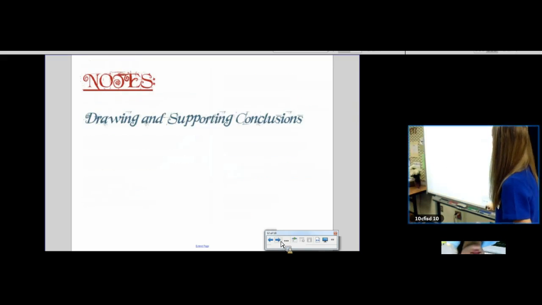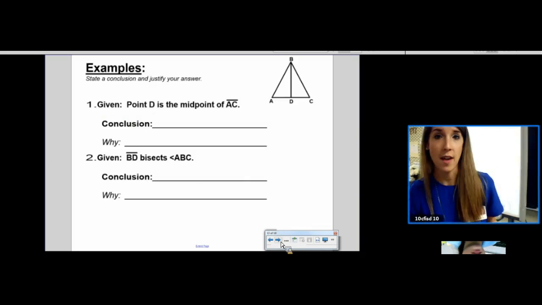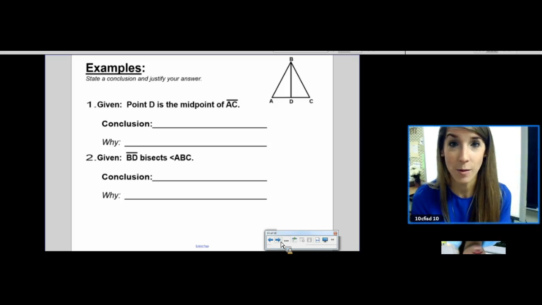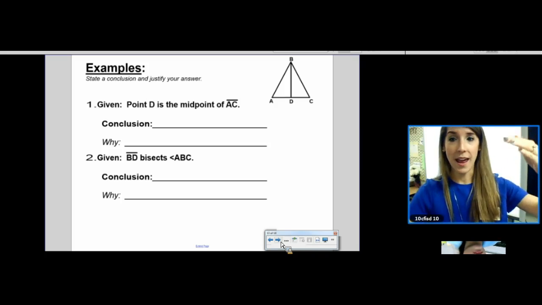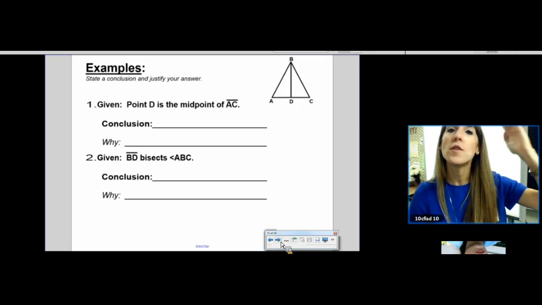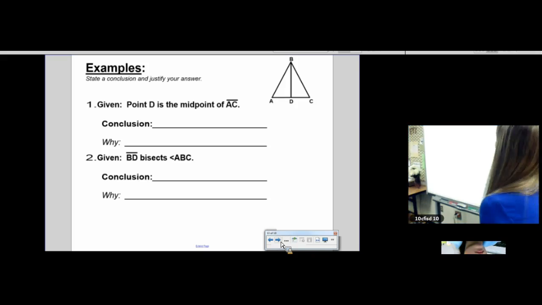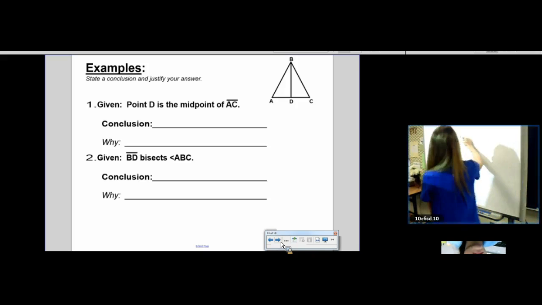Okay, so now we're going to do what I promised we would do yesterday. Yesterday, I gave you the hypothesis, I gave you the conclusion, you had to say the why. Today, we're going to take one of those away. I'm going to give you the hypothesis, you have to give me the conclusion and the why. Okay, let's go over them. Given, this is what's given to you.